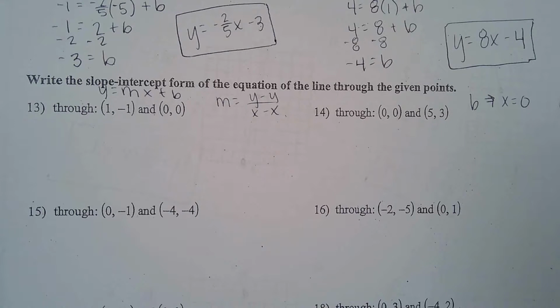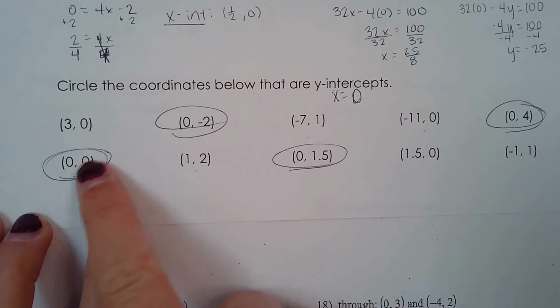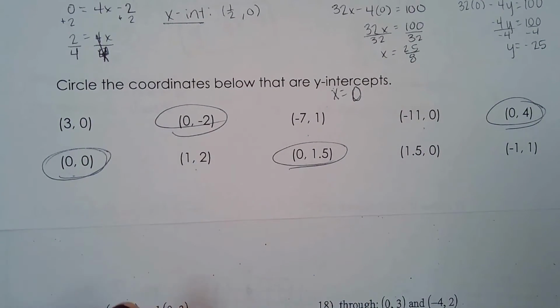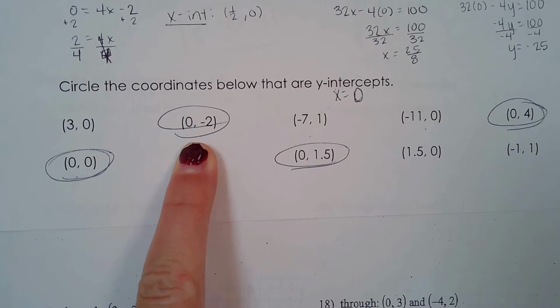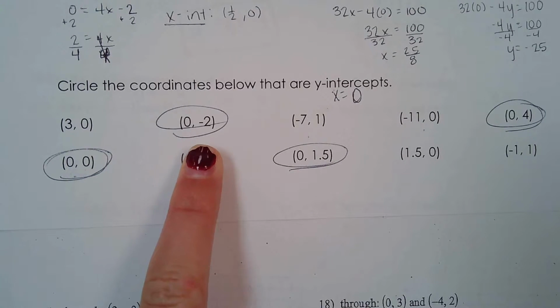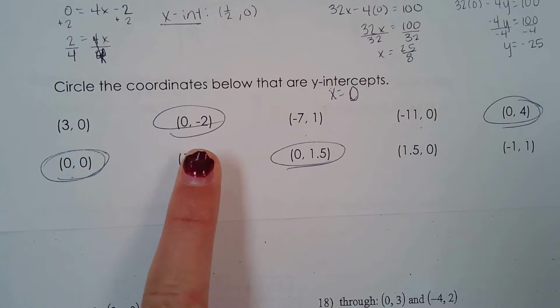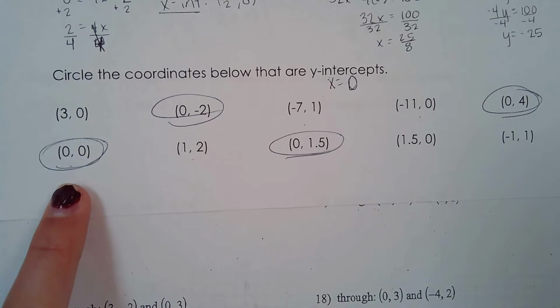Hold on, wait. Yeah. So let's rewind for just a second. Look back at the bell ringer. We circled all these coordinates that were y-intercepts, right? So if this is a y-intercept, what's the b? -2, right? What if it's 0, 0? What's your y-intercept? 0.